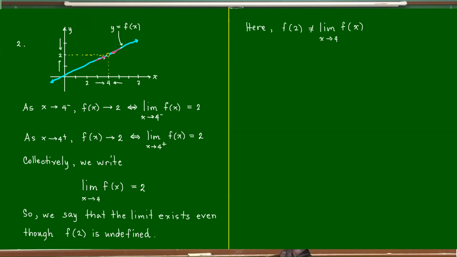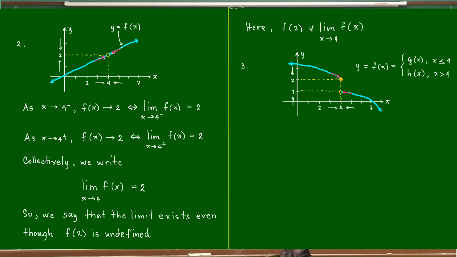Here, f of 2 this time is not equal to limit of f of x as x approaches 4. So what does it mean? Anyone? So what does it imply? If you look at the example of number 1 and example of number 2, it is possible for the limit to exist even though the function value is undefined at that number. Okay, guys? Yes po.